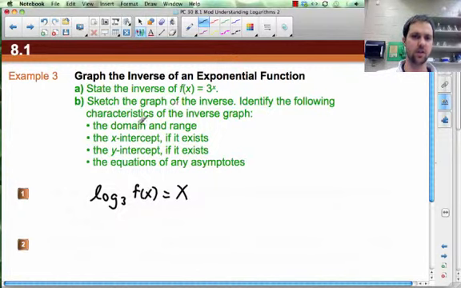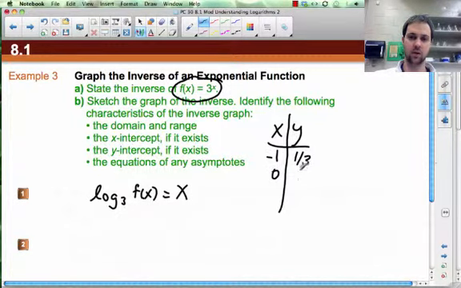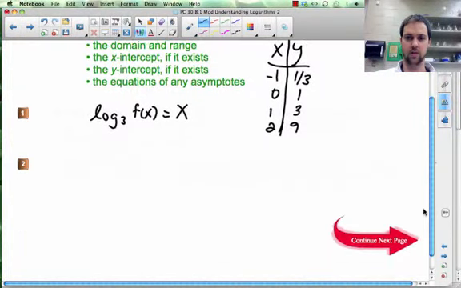Sketch the graph of the inverse. Identify the following characteristics of the graph. Now, in order to sketch the graph of the inverse, I am going to start with just some values for the original function y equals 3 to the x. So if x is minus 1, y is 3 to the minus 1, which is 1/3. X is 0, that's 1. If x is 1, that's 3. If x is 2, this is 9. And I think we're just going to stop there for now.